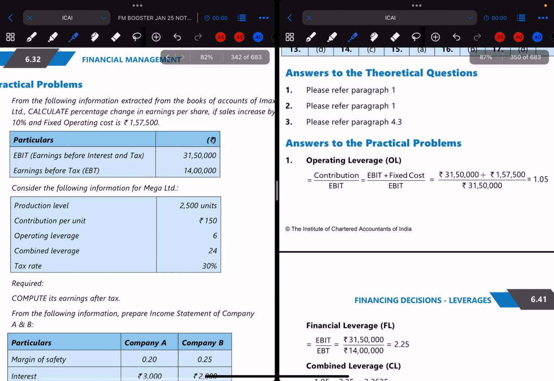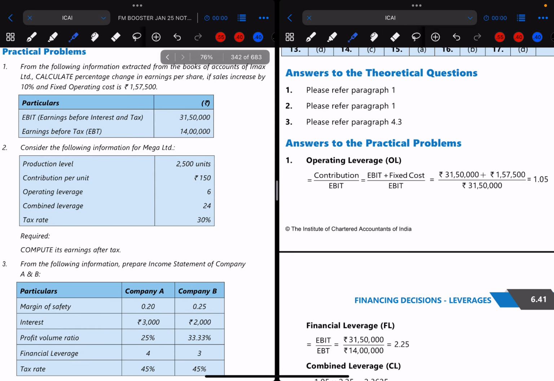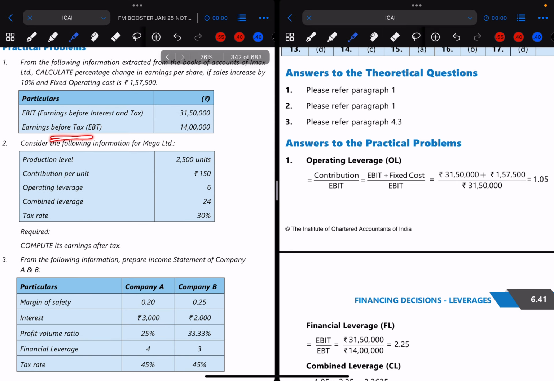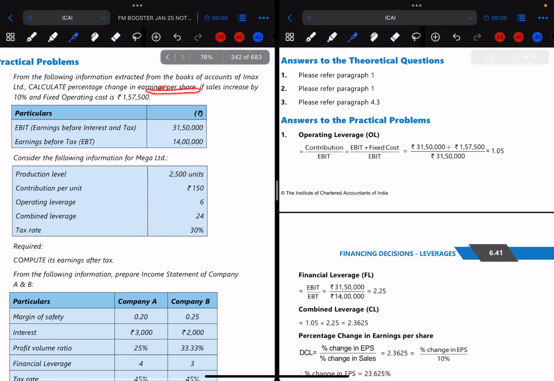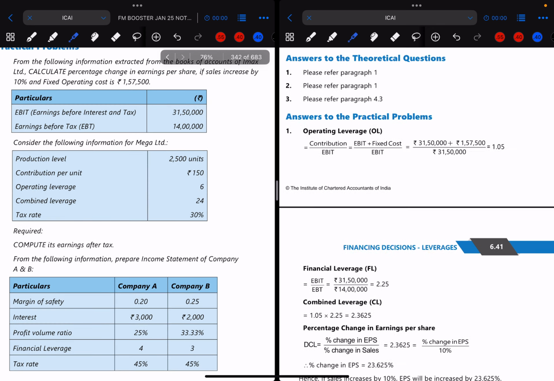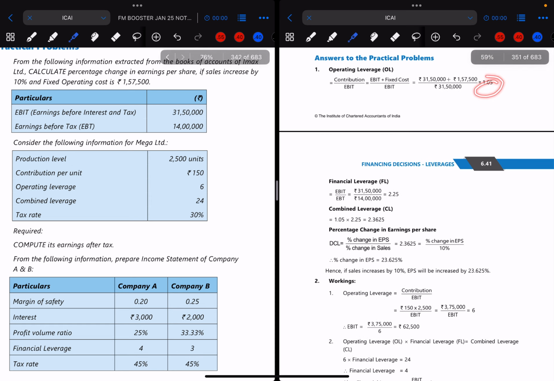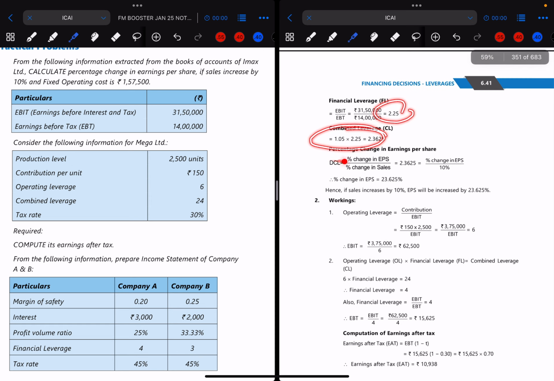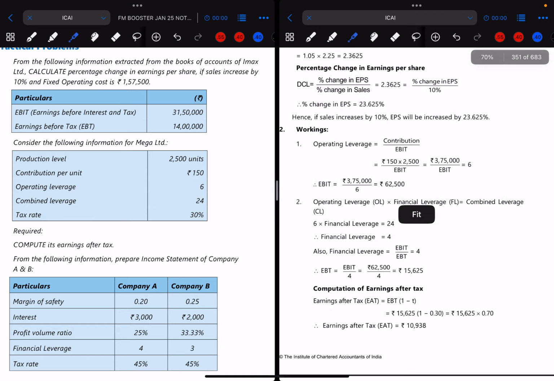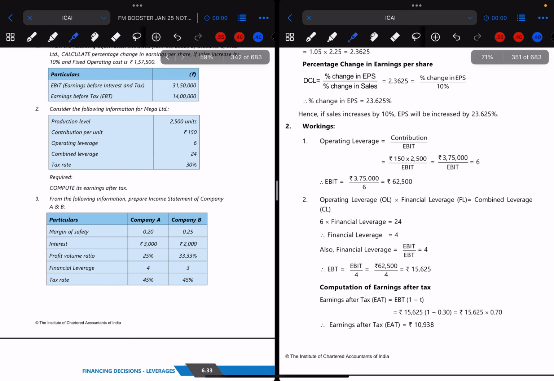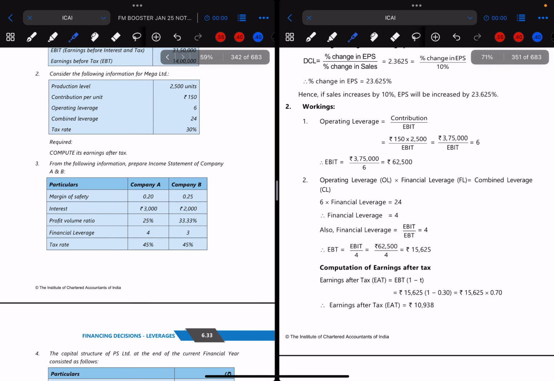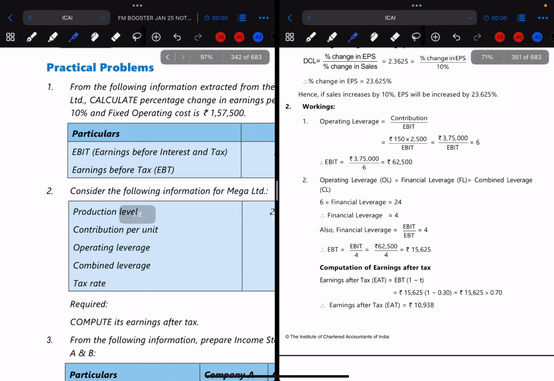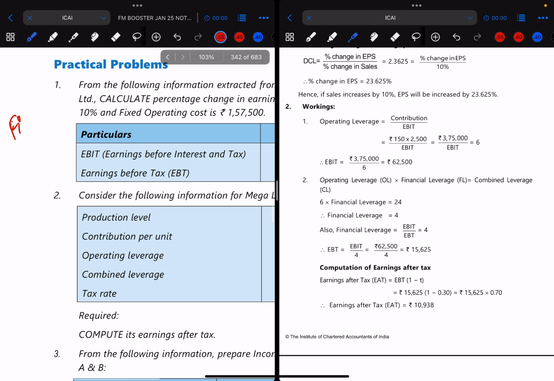You just have to find out the percentage of change in EPS if sales increase by this. Go for operating leverage first and then financial leverage, then combined leverage, and in combined leverage you'll find this EPS. Okay, it isn't a big deal. And the second one is consider earning after tax. You just have to create. Okay, this is also the same. This question is also a missing figure.